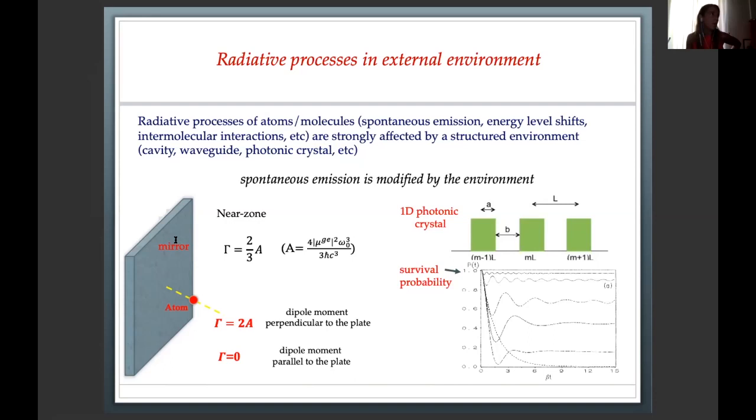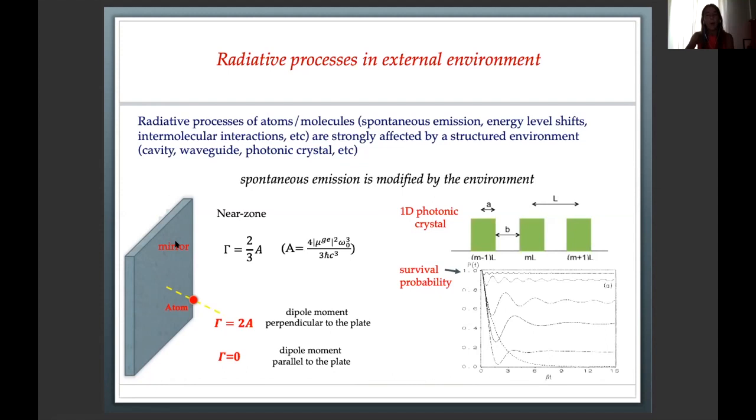Another very interesting example is that of one atom embedded in a photonic crystal. A photonic crystal is an array of dielectric slabs with different refractive indices, and that have forbidden gaps in the photon frequencies where photons cannot propagate because the density of states vanishes. In this case, we can inhibit or enhance the spontaneous emission of the atom located inside.